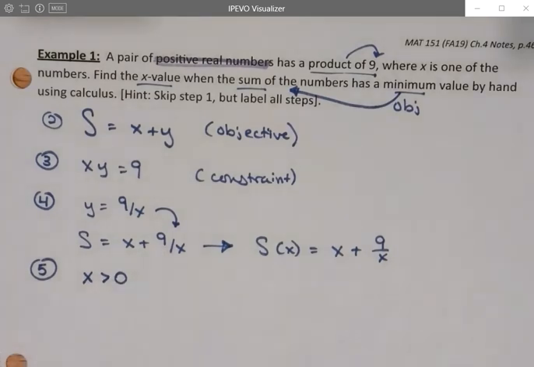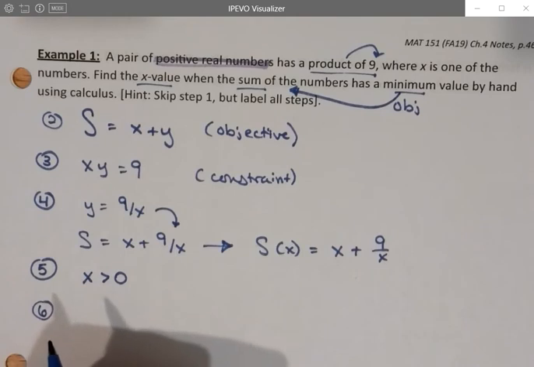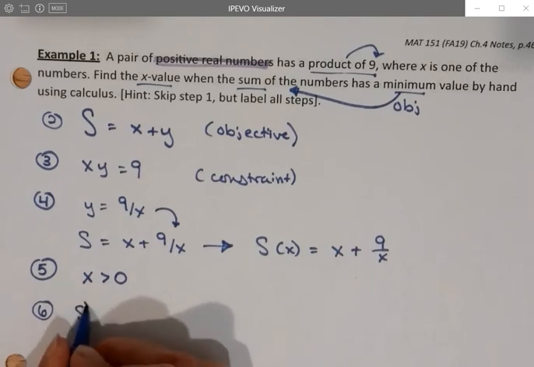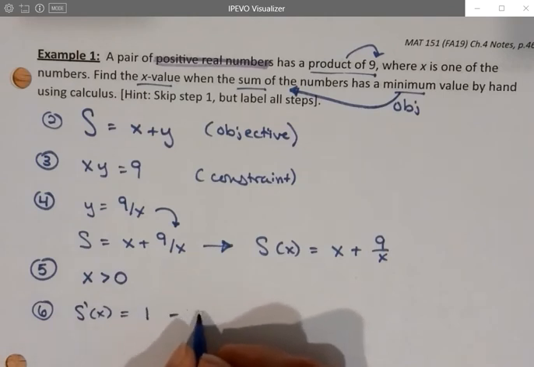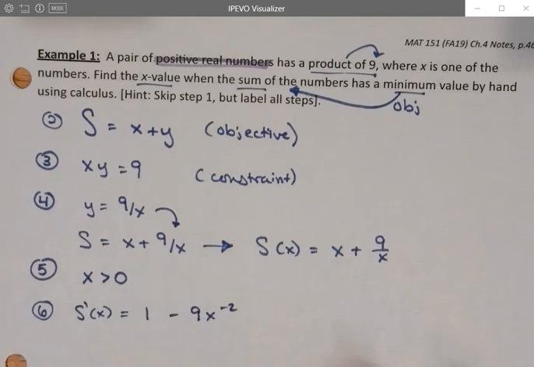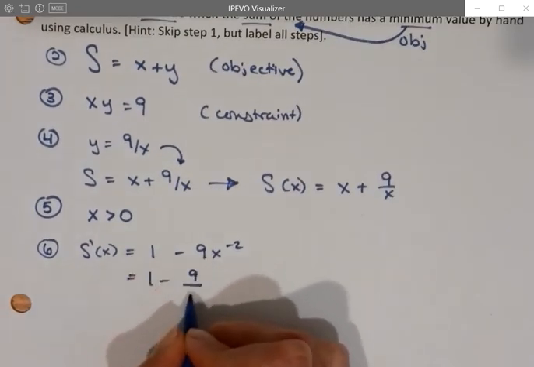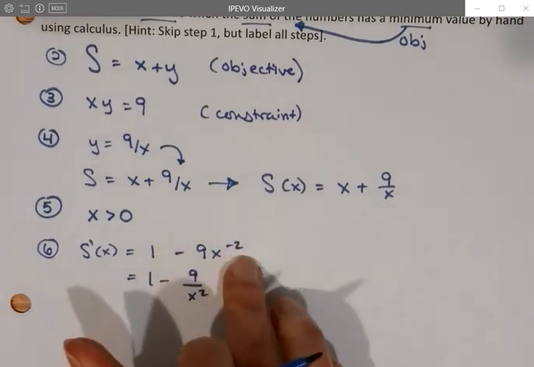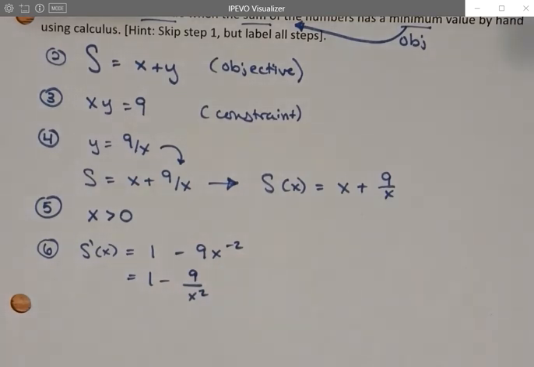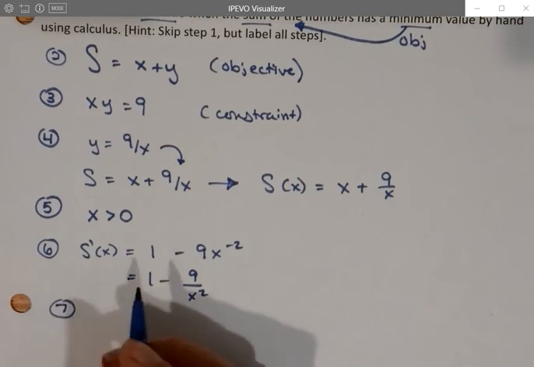So we'll leave that right now as our interval of interest. Now, the next step, step 6, is going to be finding the first derivative. So s prime of x is 1 minus 9 times x to the negative 2, or 1 minus 9 over x squared. Since this is x to the negative 1 power, I have negative 1 times x to the negative 2, and the 9 stays as a coefficient.